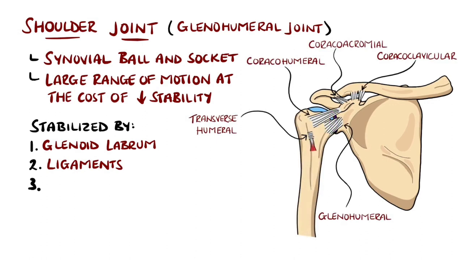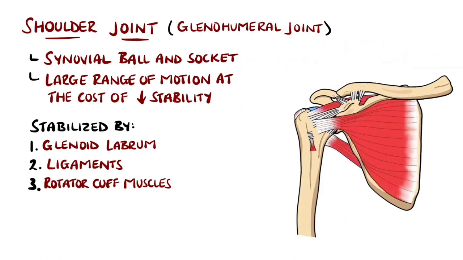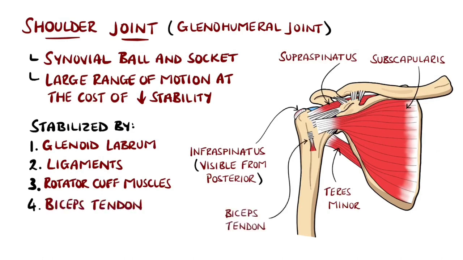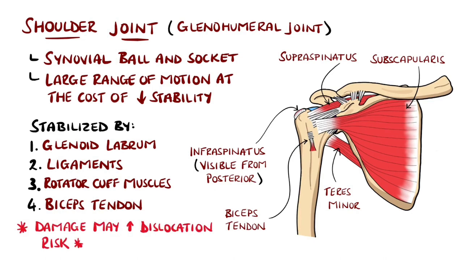The 4 muscles of the rotator cuff also stabilize the shoulder, including the supraspinatus, infraspinatus, teres minor, and subscapularis. The biceps tendon also has some stabilizing depressive effect on the humerus. It's important to note that these structures can be damaged during a shoulder dislocation, and damage to these structures can predispose to a shoulder dislocation.